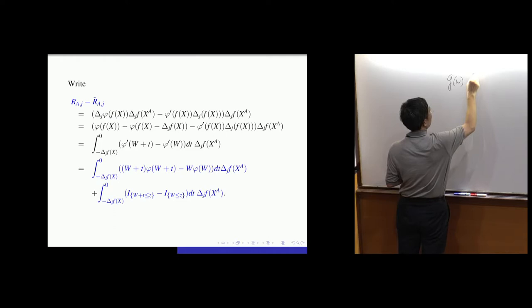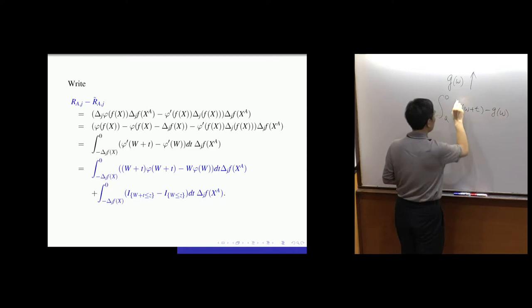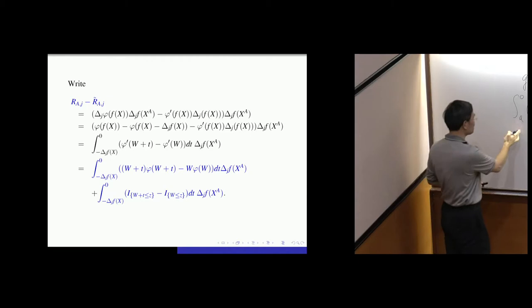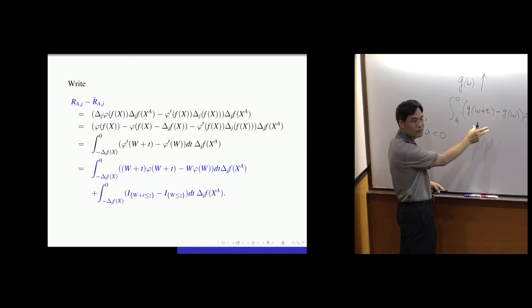suppose the function g is a non-decreasing function, then we look at the integral from a to zero of g of w plus t minus g of w dt. What happened? So w is any given number, and a is also any given number. Now if a itself is less than zero, then g of w plus t is less than g of w. So that term is negative, right?